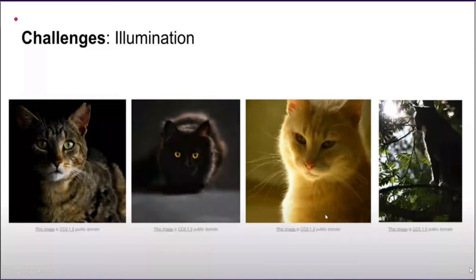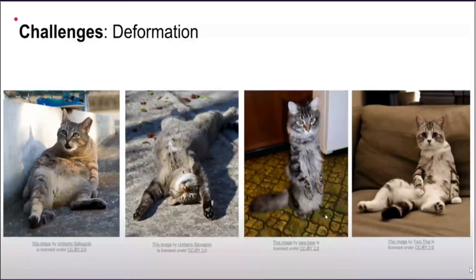Then deformation. For example, in the image you can see the structure of the cat is different in all the small images, but altogether everything is a cat, right? But in all the cases the pixel value will change, and this type of challenge is what we call deformation.